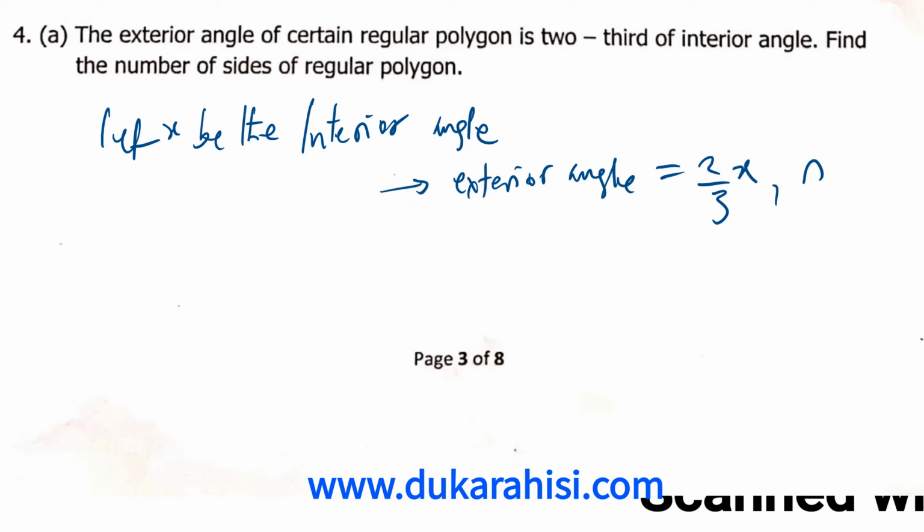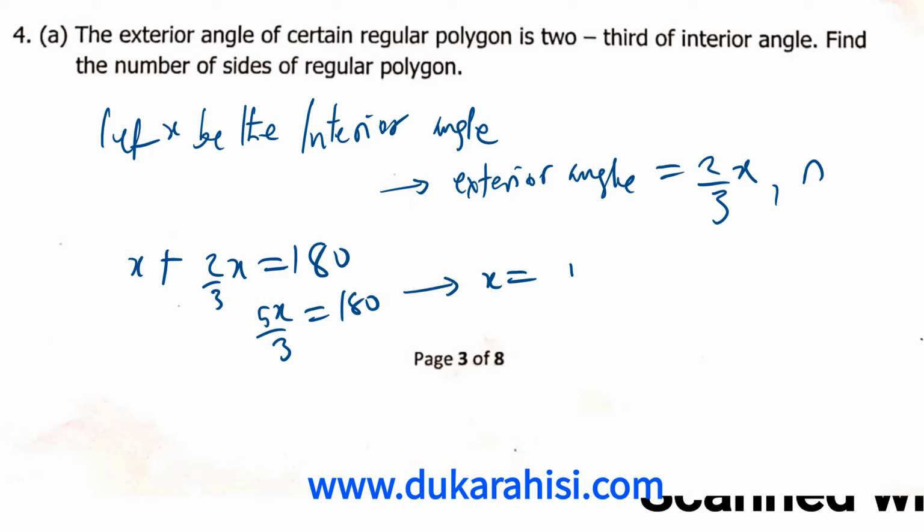You're supposed to find the number of sides, but we know that the interior angle x plus the exterior angle 2/3 x is supposed to be 180 degrees. So you have 5x/3 equals 180. x will be 180 times 3/5, which is 180 divided by 5 times 3. You get 108.